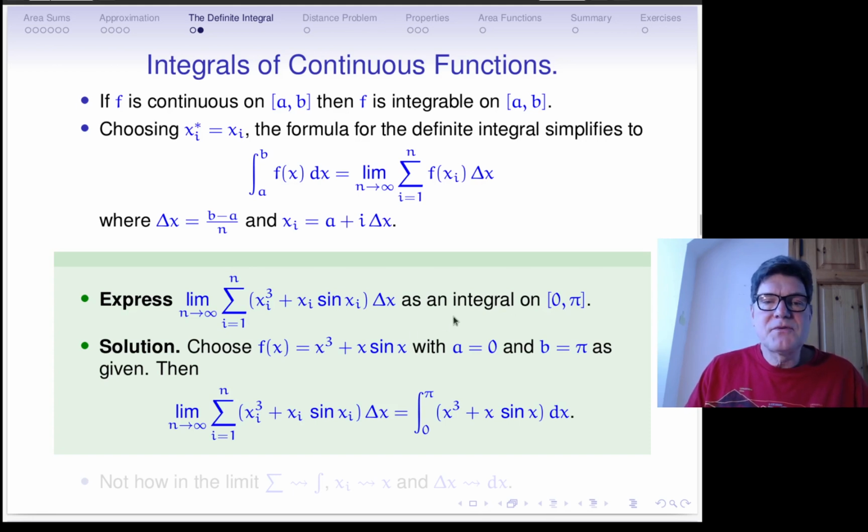The endpoints of the interval here are given as 0 and pi, so we choose 0 for a and pi for b. And then on the basis of the definition of the definite integral, this limit as n goes to infinity of the sum of n terms of the form xi cubed plus xi sine xi times delta x is in fact the integral from 0 to pi of x cubed plus x times sine x dx.